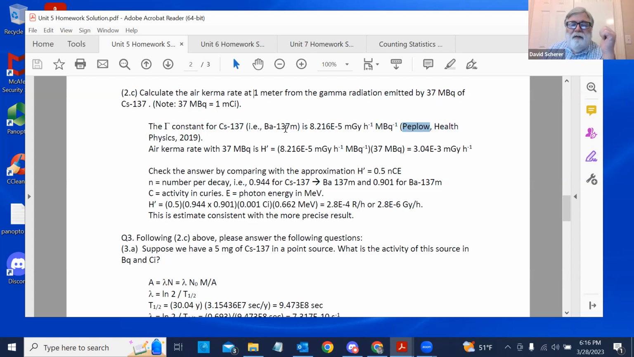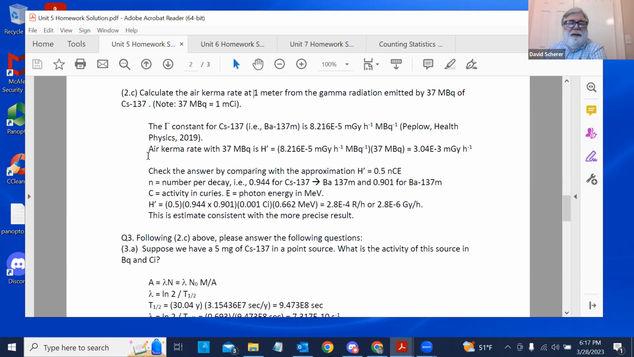The gamma constant is the dose delivered at 1 meter from the specified amount. They said it's 8.25 times 10 to the minus fifth milligray per hour per megabecquerel. So I just multiplied by the 37 megabecquerels to get the dose rate at 1 meter in milligray per hour. So that was the whole question: what is the dose rate at a meter?